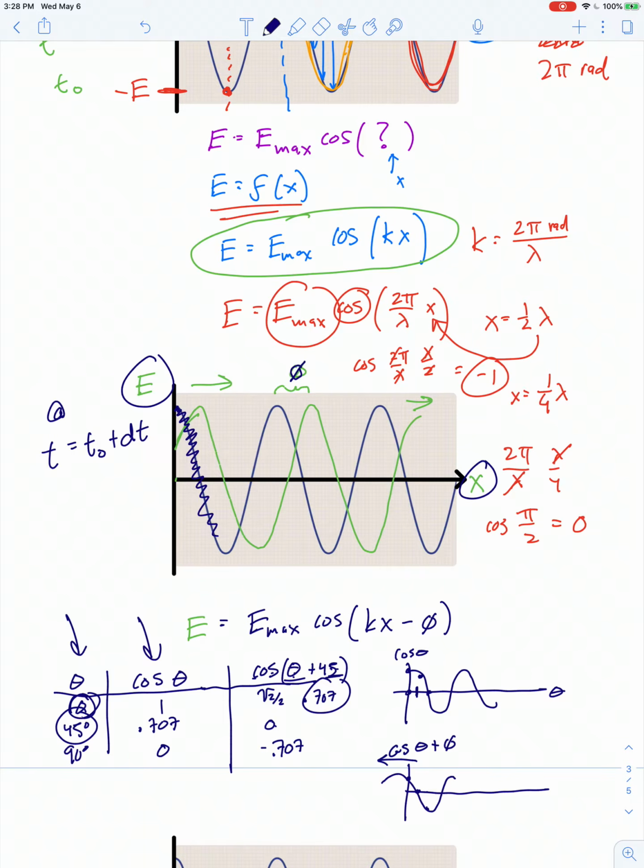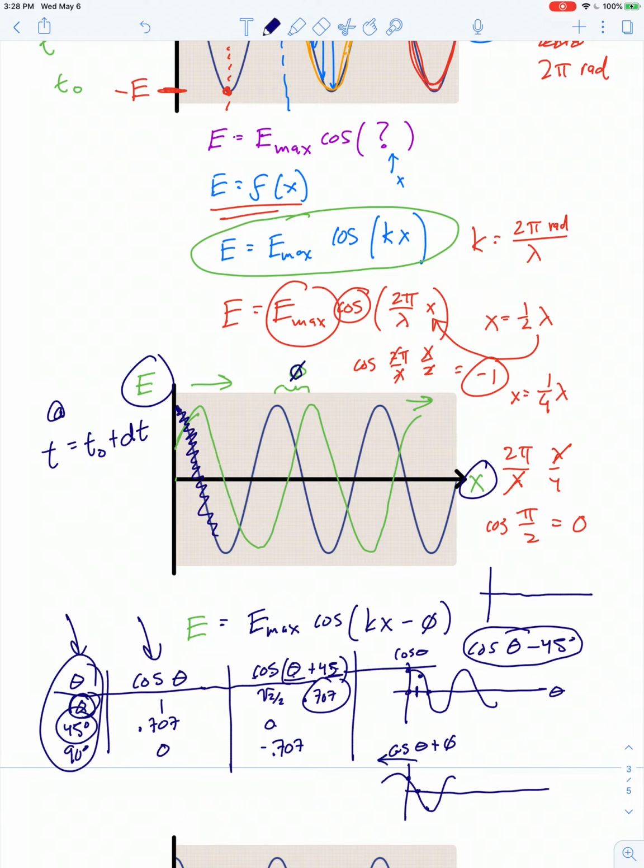So I would urge you to see what would happen if you added another column to this table that represented cosine of theta minus 45 degrees. I can give you a prediction of what it's going to look like when you graph cosine of theta minus 45 versus theta. Instead of a cosine wave, you get something kind of like a cosine wave. It's just a cosine wave that's shifted a little bit to the right.